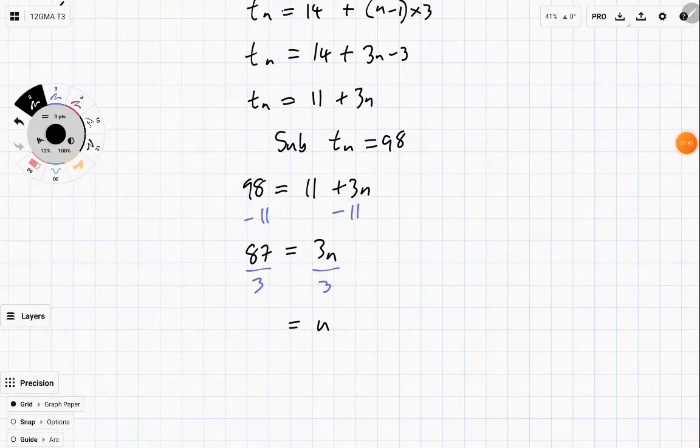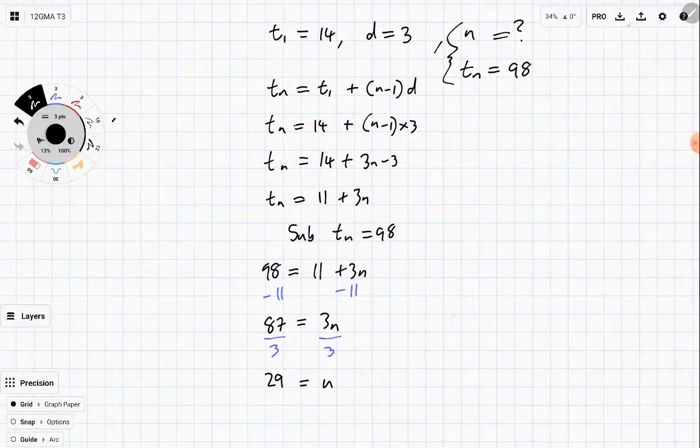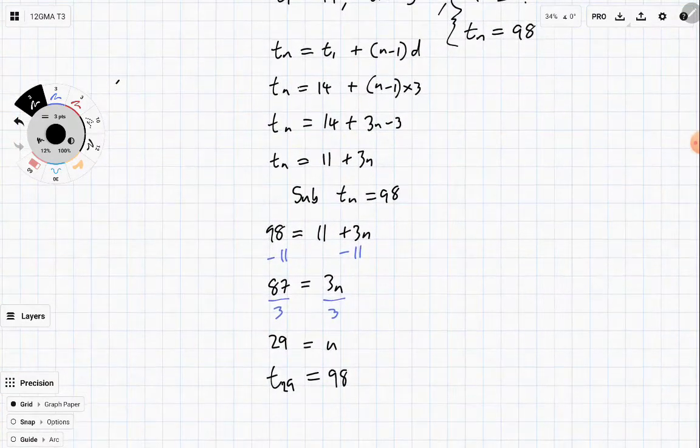n equals 29. So that tells us that T29, the 29th number in the sequence, is 98, which is what we wanted to know. We wanted to know what the position was. What number is it? And it's the 29th number of the sequence.